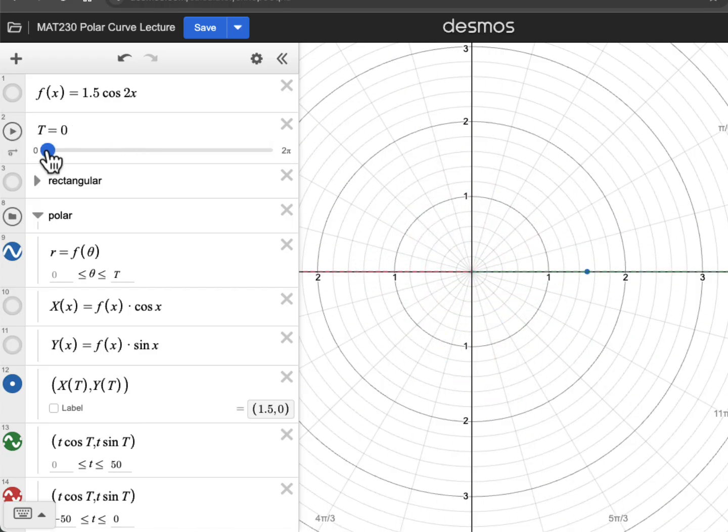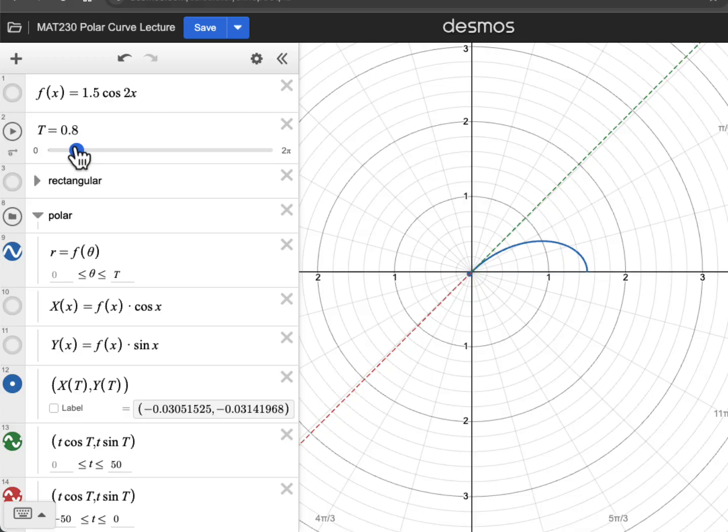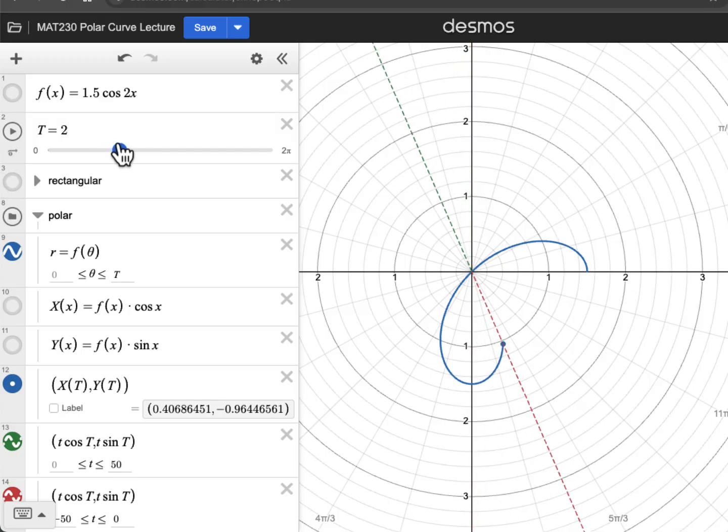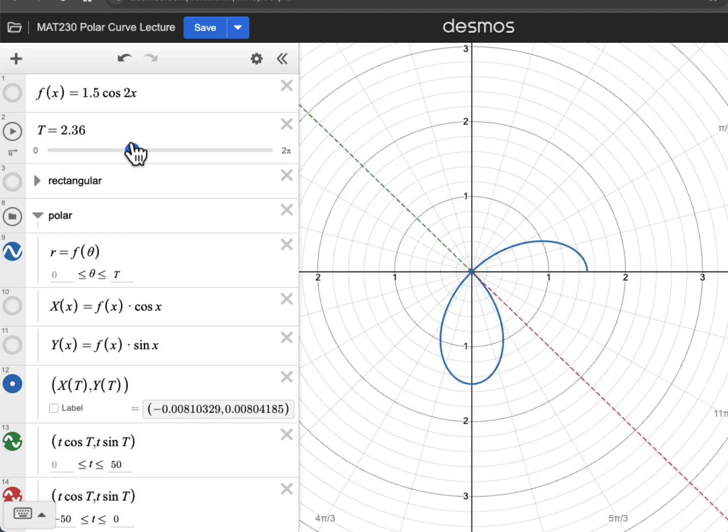And now let's break it down. As theta increases from 0 to pi fourths, the r shrinks from 1 to 0 and is drawn on the green portion. As theta varies from pi fourths to pi halves, the r's are negative, so it's the red ray that's drawing the graph. As theta increases from pi halves to 3 pi fourths, we continue having negative r's, and we close off that loop.